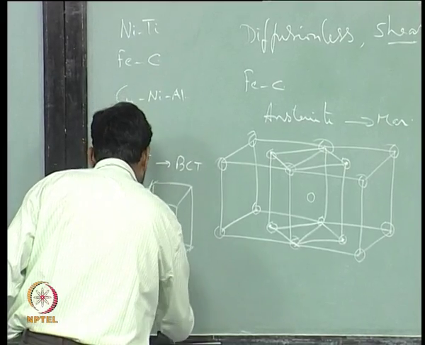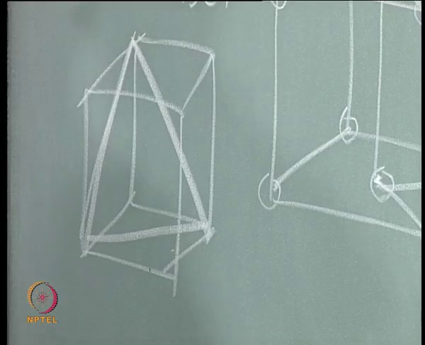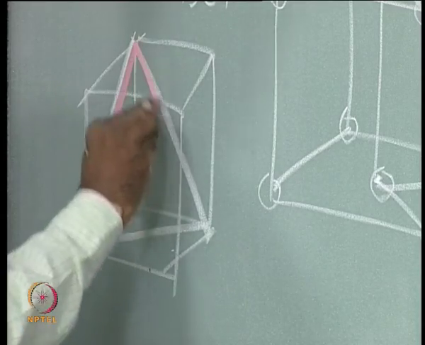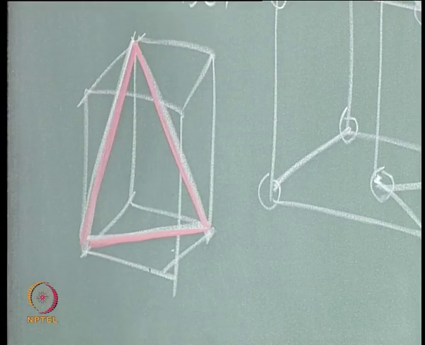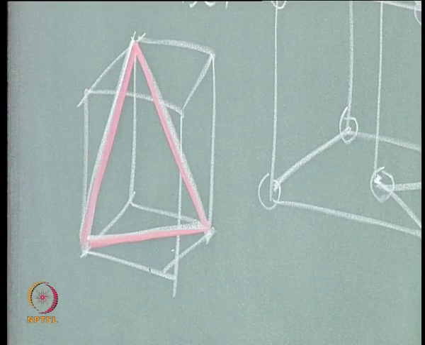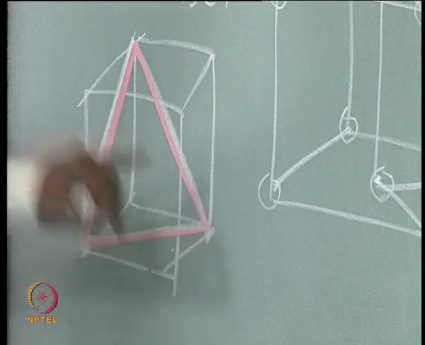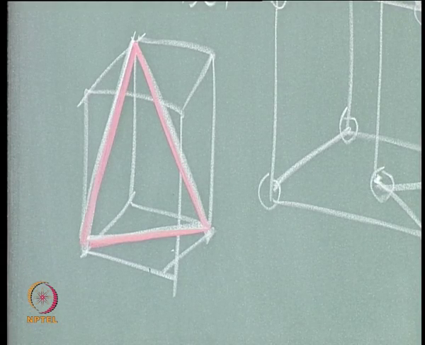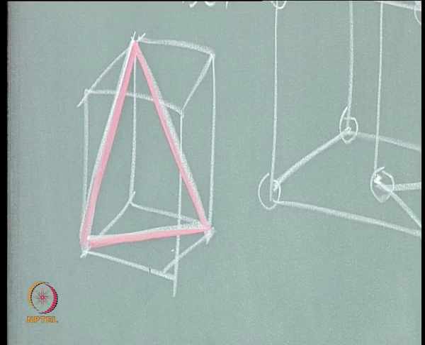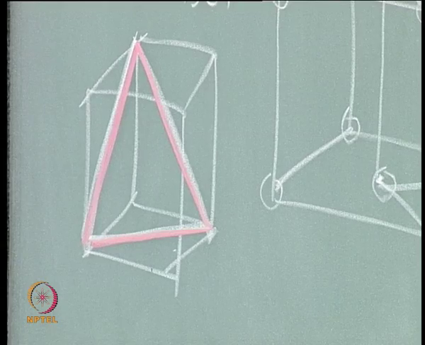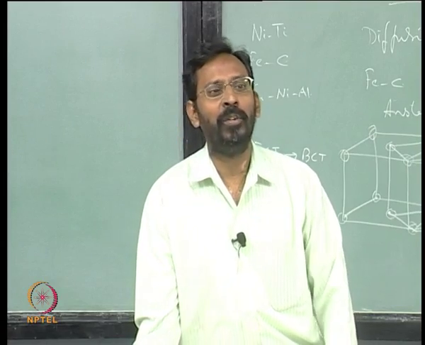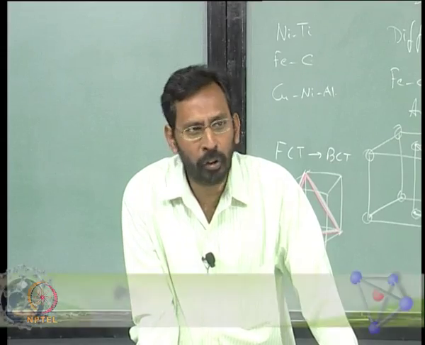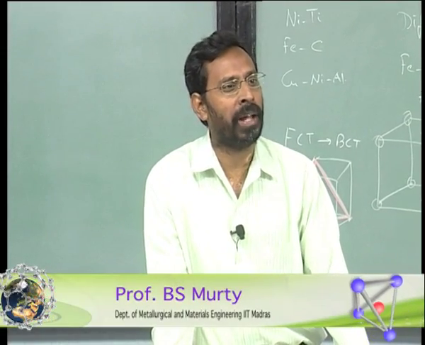If I consider this plane, this is your 1 1 1 plane, am I right? The 1 1 1 plane is the one which has a threefold symmetry. What is the shape of that plane? Triangle. A triangle will have a threefold symmetry when all the sides are equal, when it is an equilateral triangle. If it is not an equilateral triangle, you will not have a threefold symmetry. In a cube, the 1 1 1 plane is an equilateral triangle.